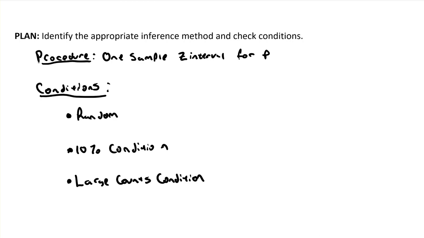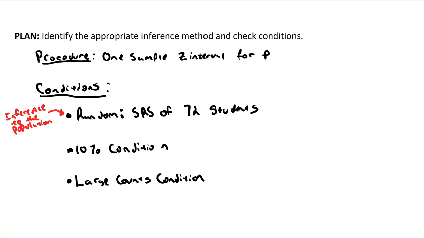So we'll start with randomness, because we need randomness if you want to generalize what you observe from your sample to the entire population. You want to make that inference. So, in this case, we had a simple random sample of 72 students, and simple random sample has random in it, so that is a big check mark for us. We have satisfied that random condition.